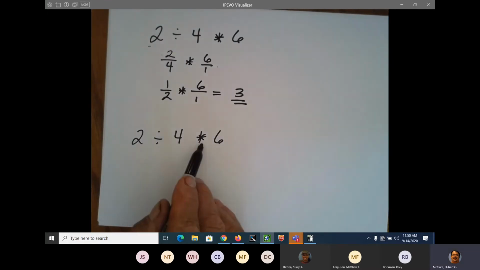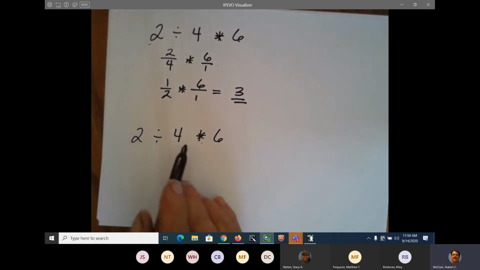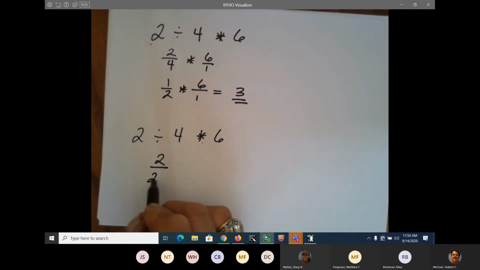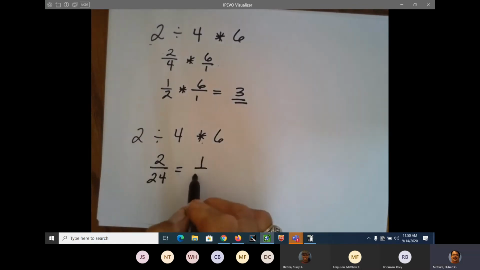4 times 6 is 24. 2 divided by 24. There we go. Is 1/12.